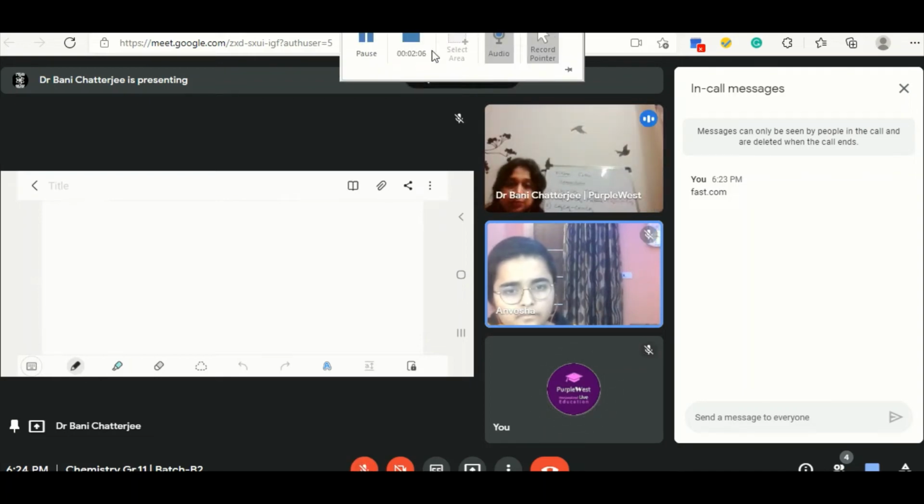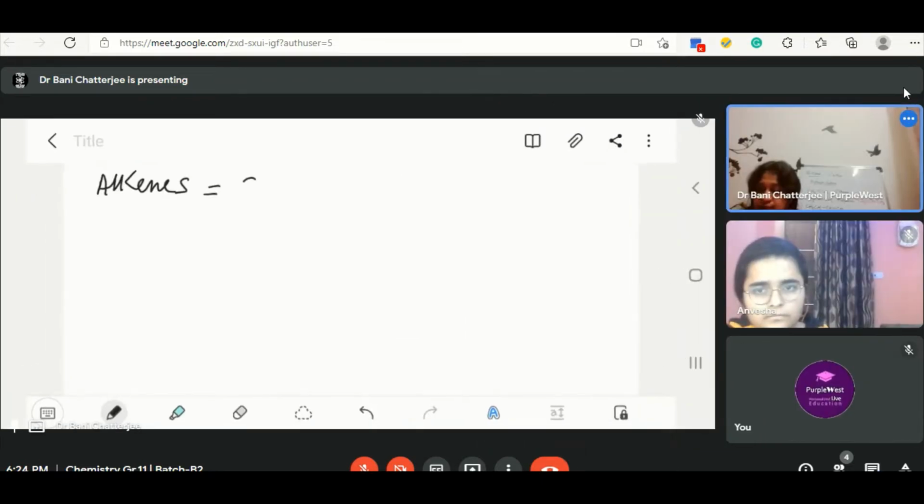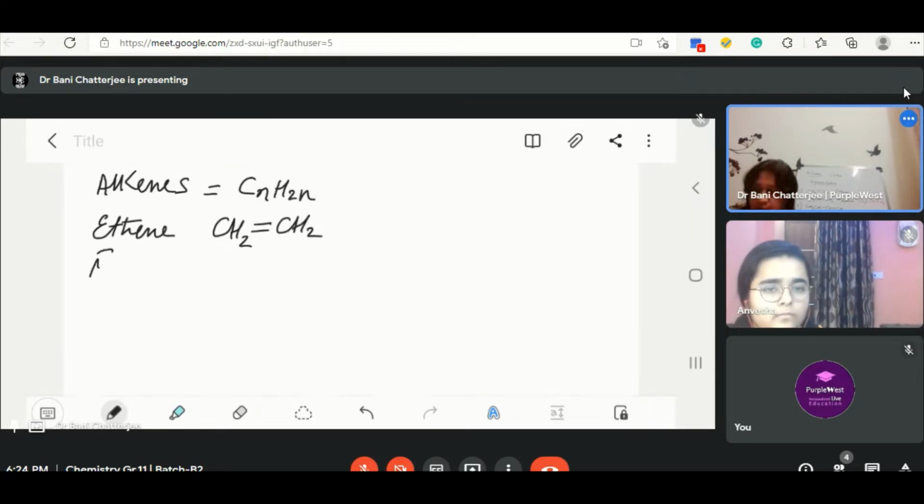So we were talking about the alkenes. Their general formula is CnH2n. Is it visible now clearly? First member is ethene. So that is CH2 double bond CH2. Then the second member is propene.